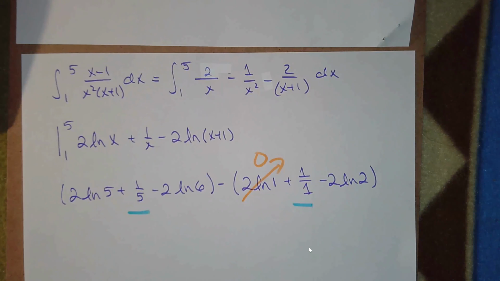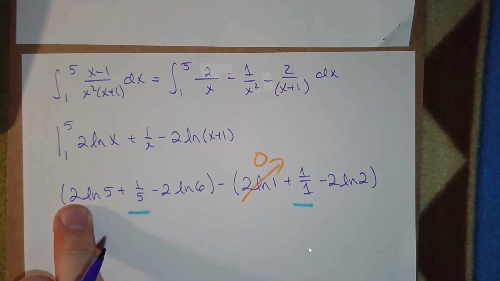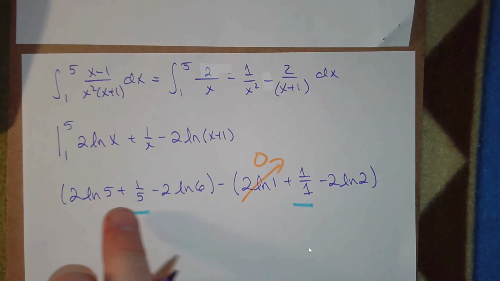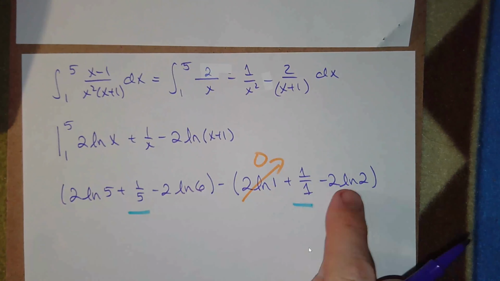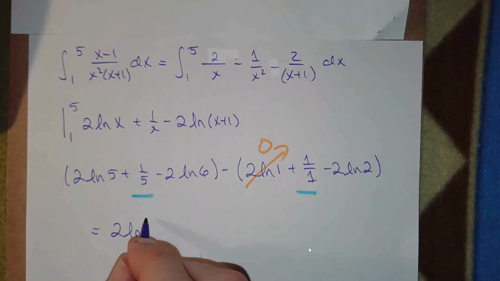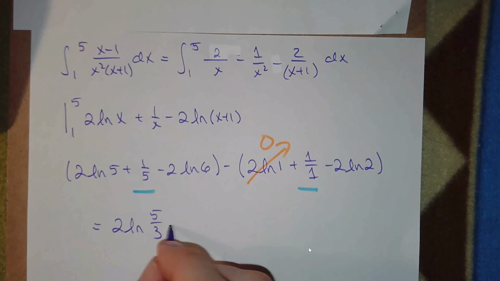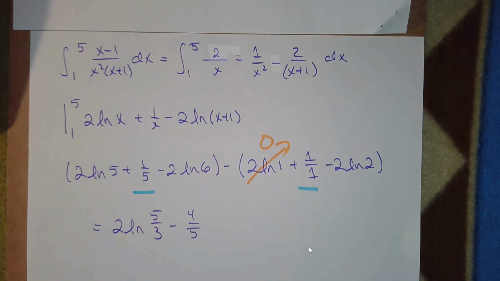And if you play around a little bit, you can clean up the logs. We've got 2 times log of 5 divided by 6, and then you've got a plus ln of 2. That all can combine. I'm not going to bother showing you all the fancy little details with the properties of logs. We'll end up as 2 natural log of 5/3 minus 4/5. Beautiful.